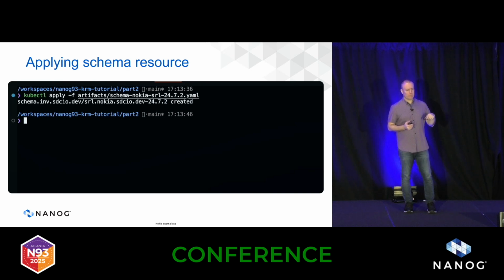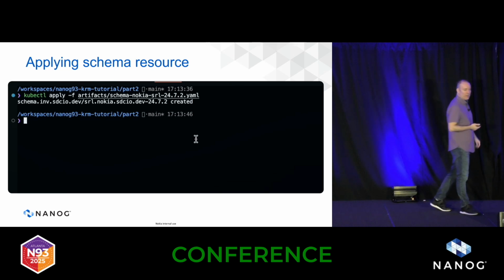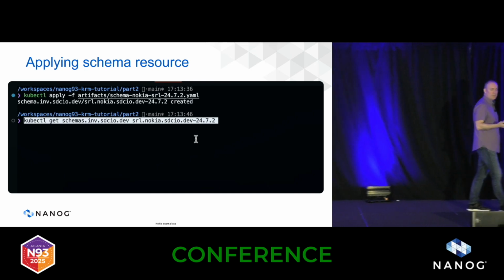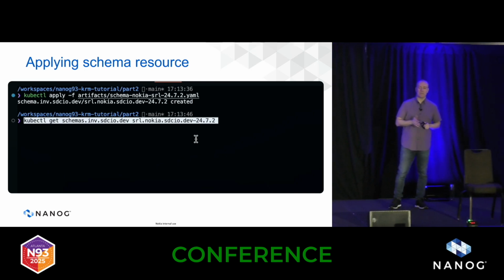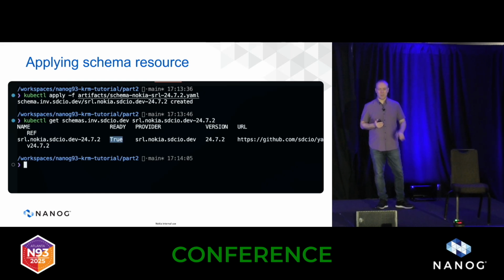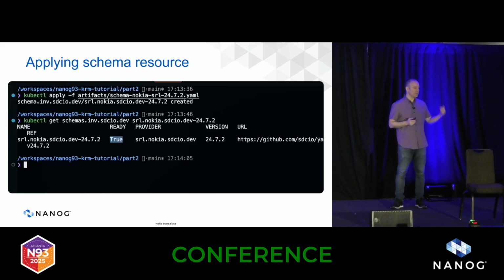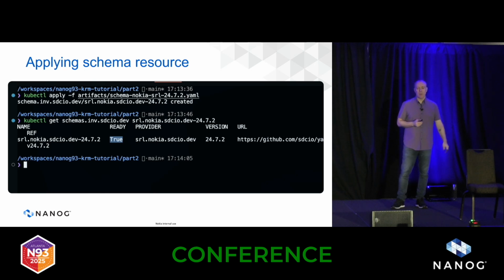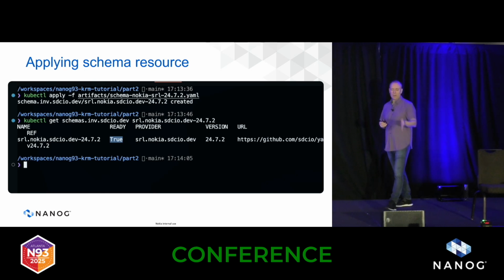And now that this is actually created, I can check if this is working. And the solution is going to give me all the information that I need directly from the CRD. And then now I can see, for example, okay, it's ready. This is the provider. This is the version of the model that I'm using, and this is where it's located. And I can see this directly from the tool.